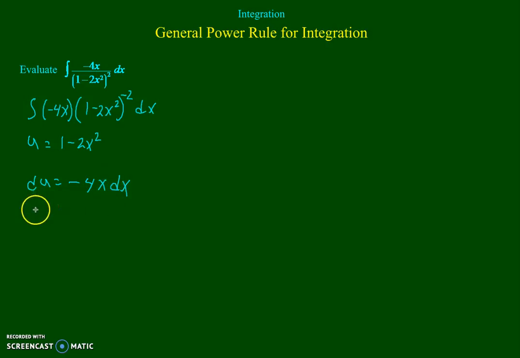So rewriting our integral, we get the integral of u to the negative 2 du. Take the antiderivative, and we have u to the negative 1 over negative 1 plus c, which is negative 1 over the u, back substitute, 1 minus 2x squared plus c. I hope this repetition is starting to help. Let's move on to the next problem.